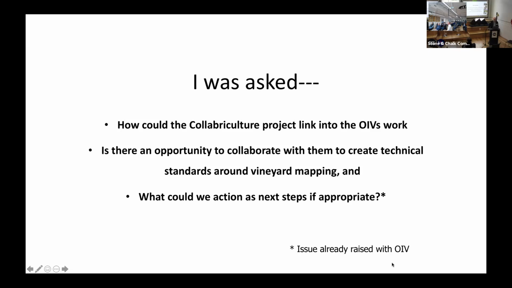In coming to grips then with this, I've been forced to reflect on exactly these questions. How could the Collaboraculture project link into OIV's work? Is there opportunity to collaborate via or with the OIV to create technical standards around vineyard mapping? And what could we action as next steps if appropriate?